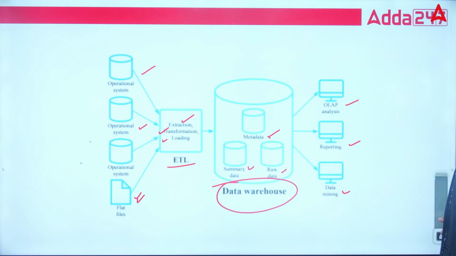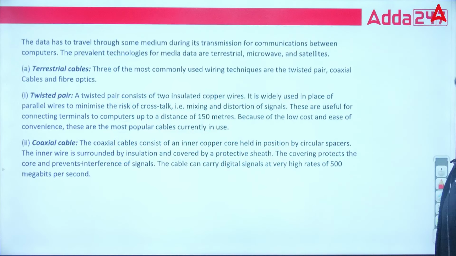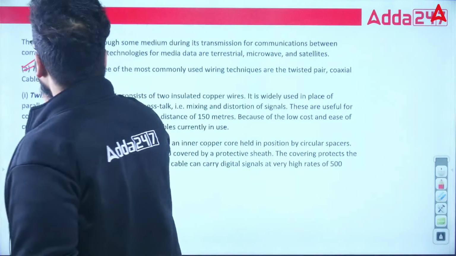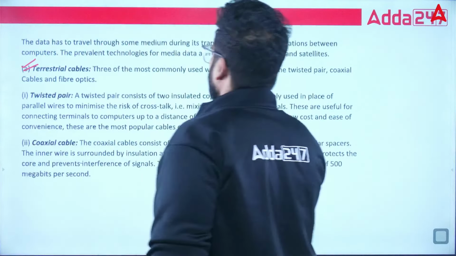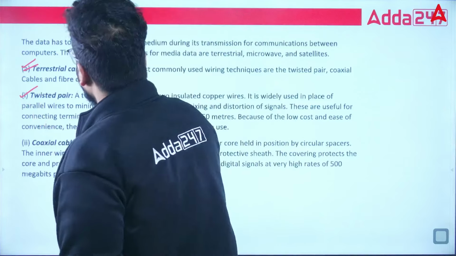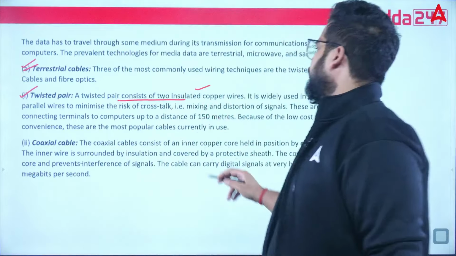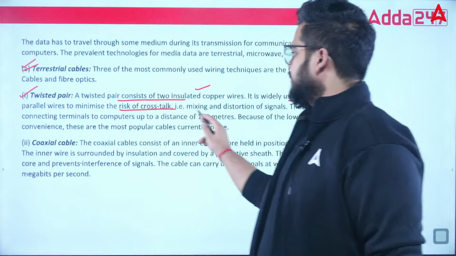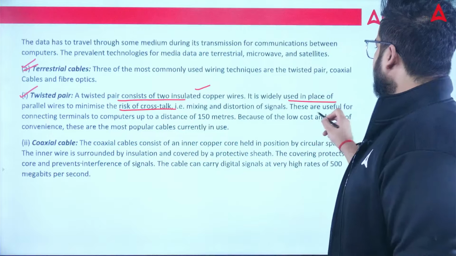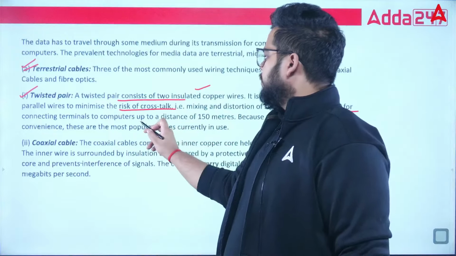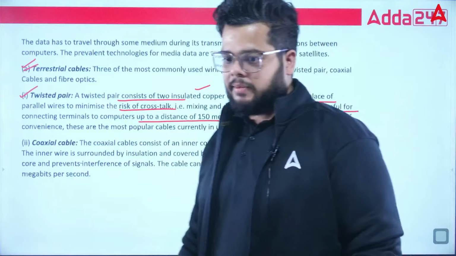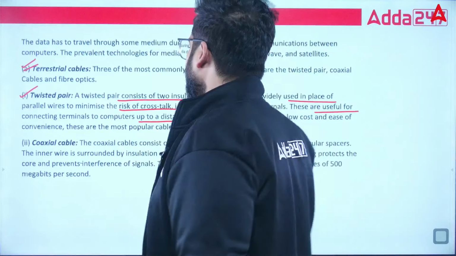Then we have another important topic here, which is based on the types of cables. The most important type is the terrestrial cable. When we talk about the first one, it is twisted pair. Twisted pair consists of two insulated copper wires, widely used in place of parallel wires to minimize the risk of crosstalk. And these are useful for connecting the terminals to computers up to a distance of 150 meters. So that is very, very important for our examination, the distance, that is 150 meters.